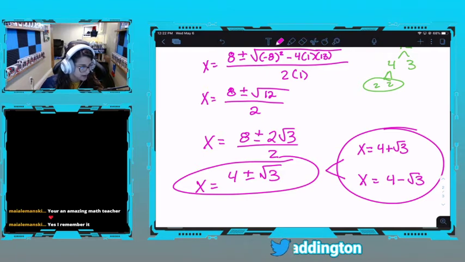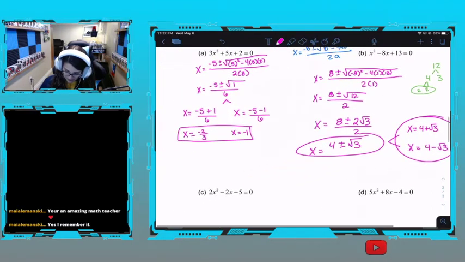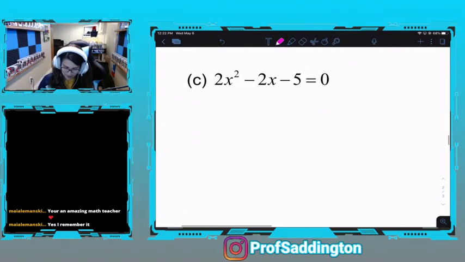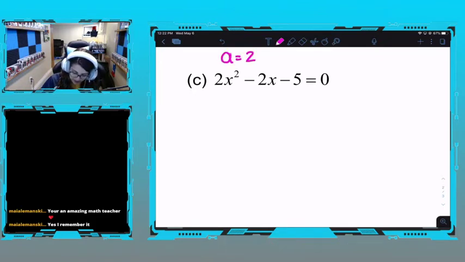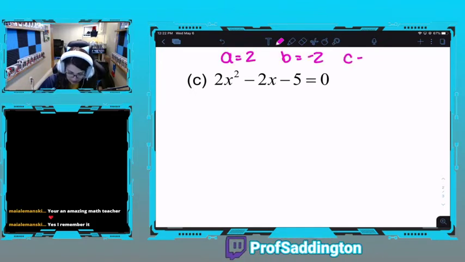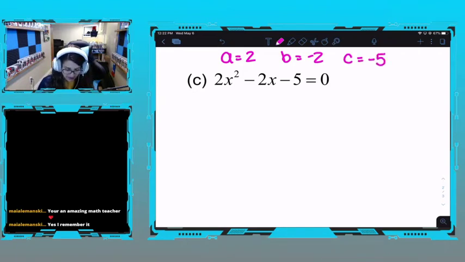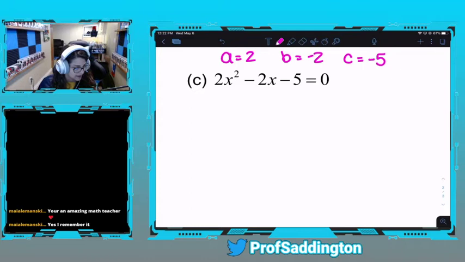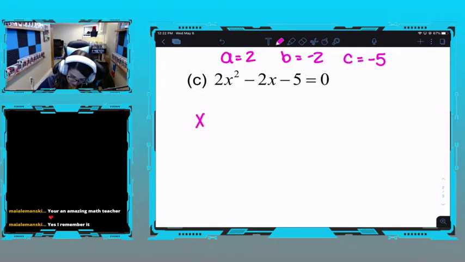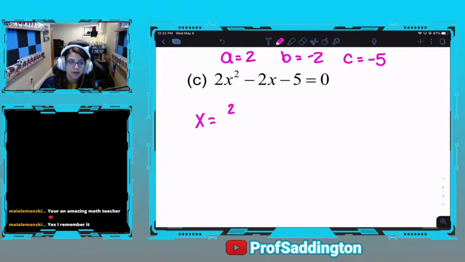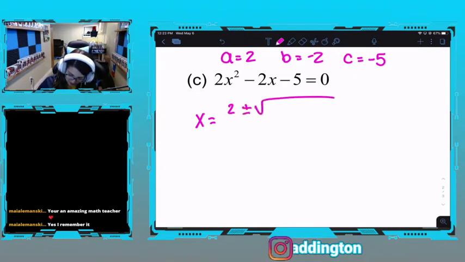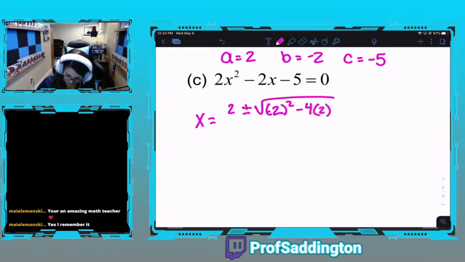Okay. Let's try another. All right. We have our a, our b, and our c. Okay. So x equals negative b, which is going to be positive 2, because minus minus, over b squared minus 4 times a times c all over 2a.